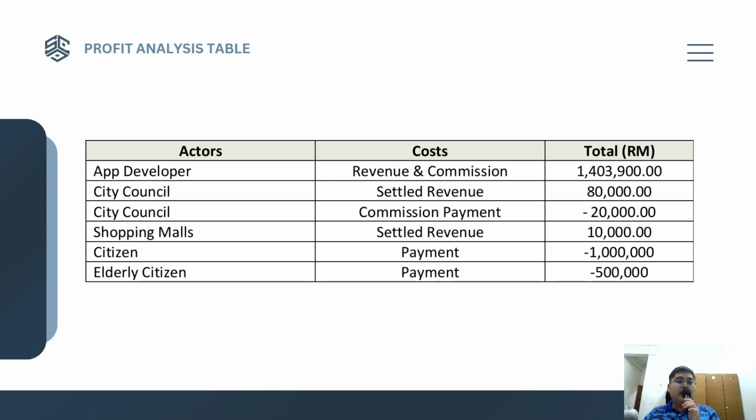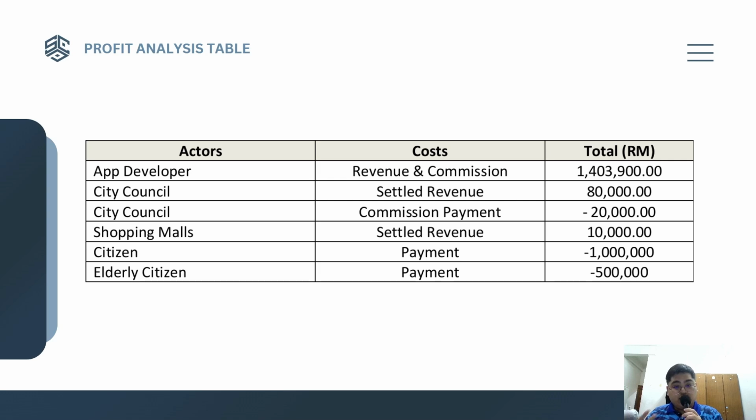So this is the profit analysis table. As you can see, there are actors, cost, and total. The app developer gets revenue and commissions of around 1,403,900 ringgit. The city council's revenue was originally 100,000 ringgit per year, but the city council needs to pay a 20,000 ringgit commission payment to the app developer. Hence, the settled revenue that the city council gets is 80,000.